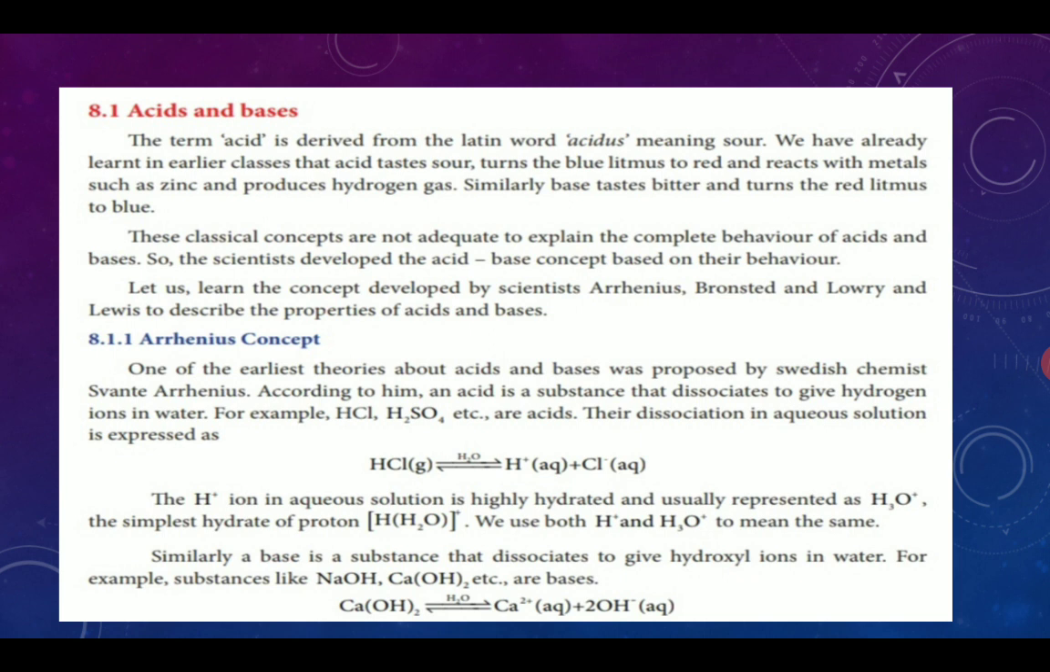What he is telling. One of the earliest theories about the acids and bases, proposed by this Swedish chemist Svante Arrhenius. According to him, an acid is a substance that dissociates to give hydrogen ions in water. That is, when the substance is kept in water in dilution, it dissociates into H plus ion. So hydrogen ion it gives. So dissociation in the aqueous solution is given down.